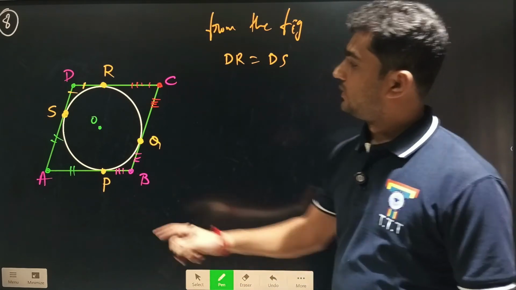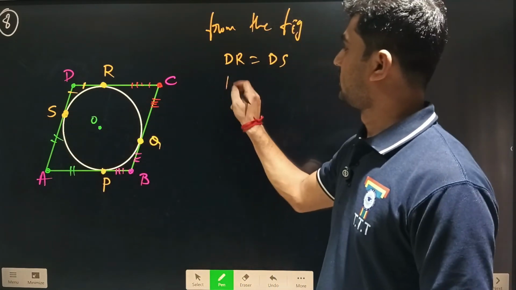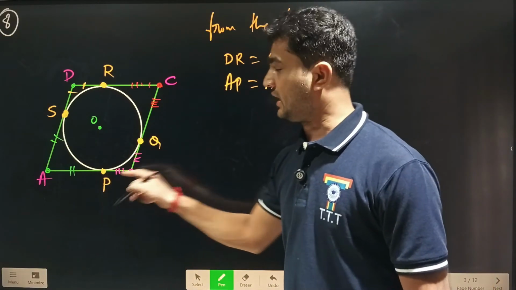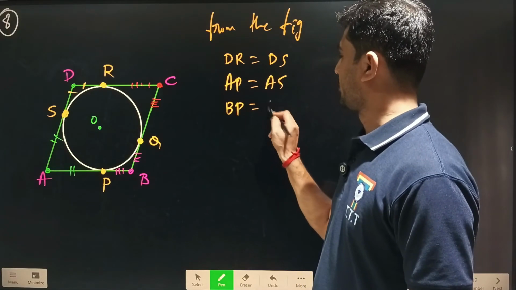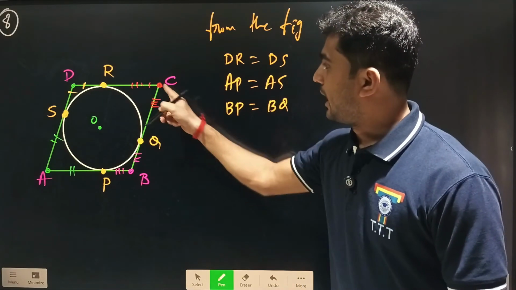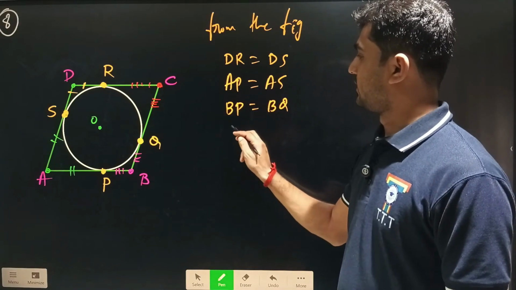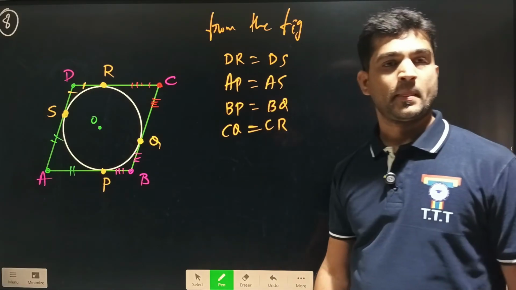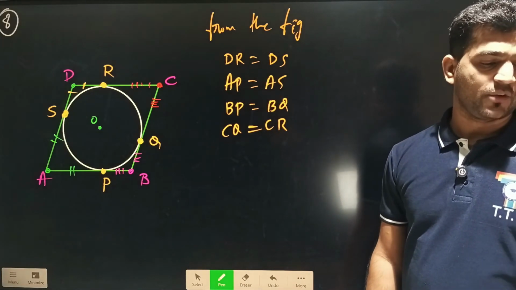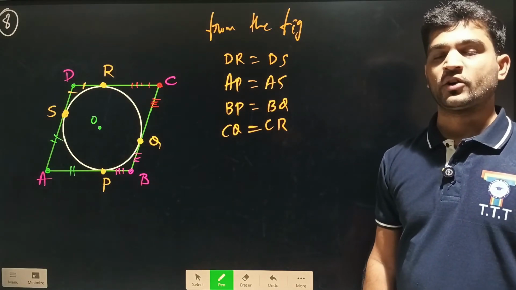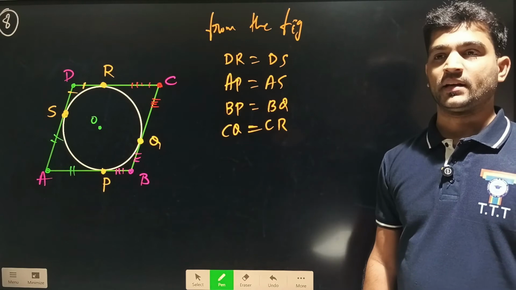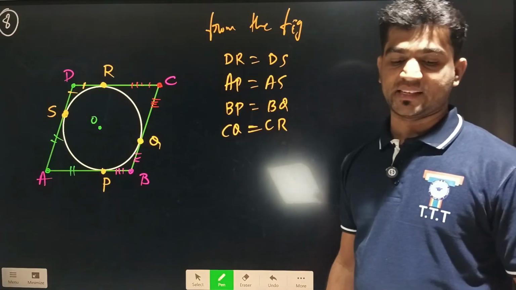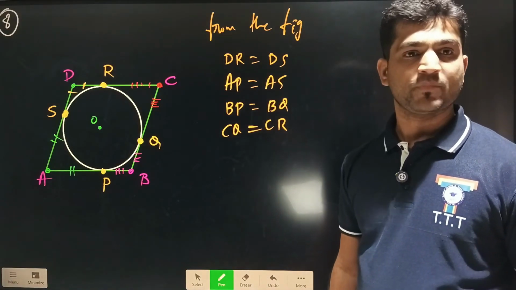Next, at point A, AP should be equal to AS. Correct? Next, BP should be equal to BQ, and about point C, CQ should be equal to CR. All are equal. Okay? Now, my dear friends, we are going to add all of these. The tangents from an external point should be equal, right?